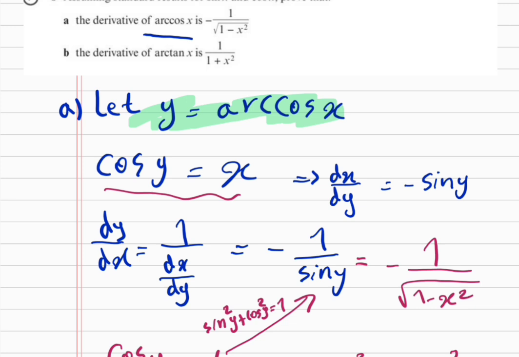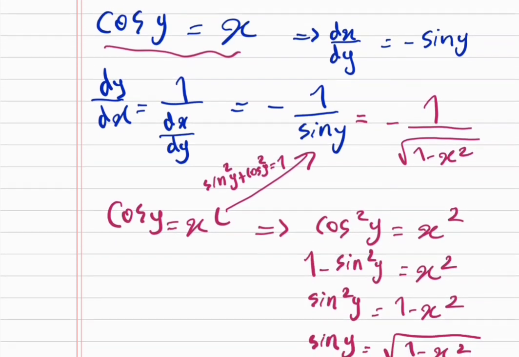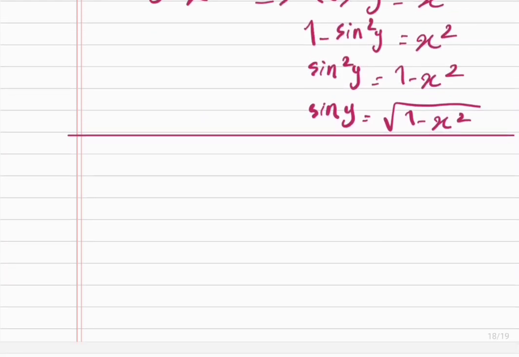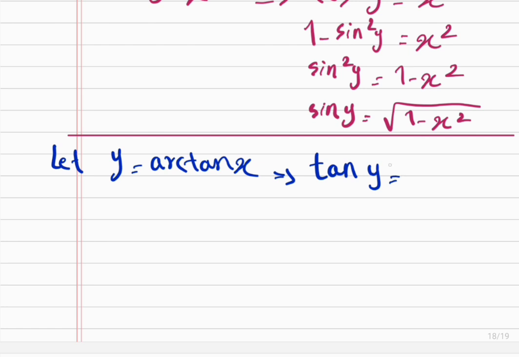Okay, now let's do part B. Part B is showing the derivative of arc tan x is 1 over 1 plus x squared. It's very similar. The only difference is that this time we have tan, so we need to use a different identity, but the structure is very similar. So again, like the previous question, we can start by saying let y be arc tan x, and then apply the tan function, so we get tan y is equal to x. And let's find dx/dy.